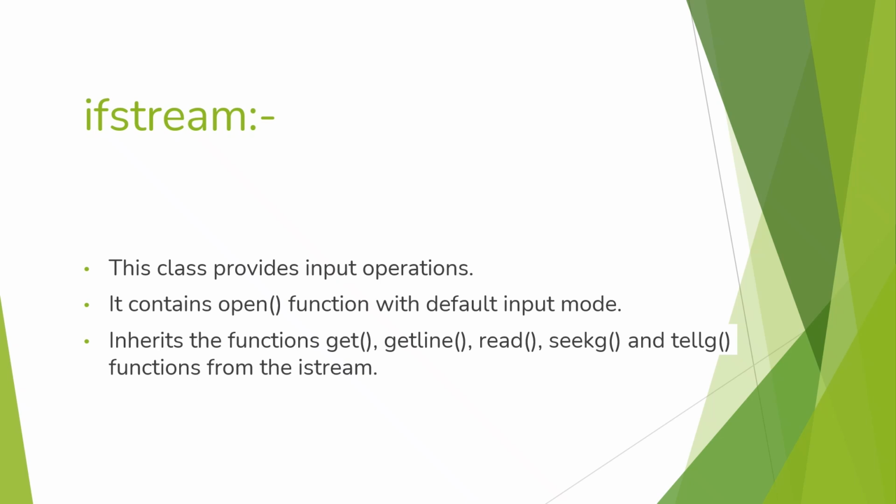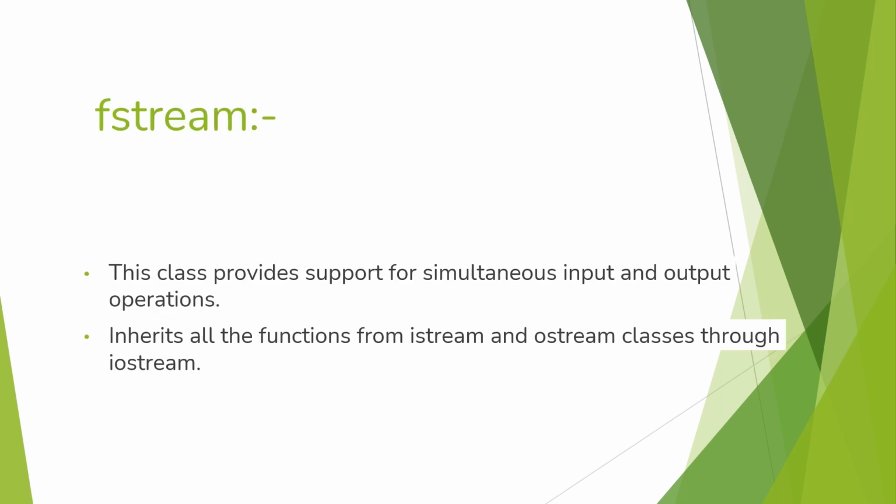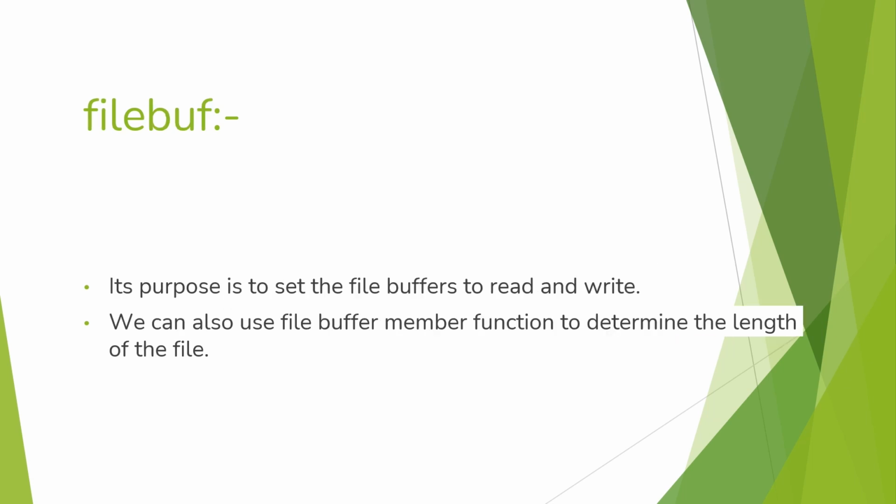Next, ifstream. This class provides input operation. It contains the open function, and it inherits the functions get, getline, read, seekg and tellg from the istream. Next is ofstream. This is an output operation. It contains the open function with the default mode, and it inherits the functions put, write, seekp and tellp from the output stream. Then fstream. This class contains support for simultaneous input and output operation. It inherits the functions of istream and ostream.